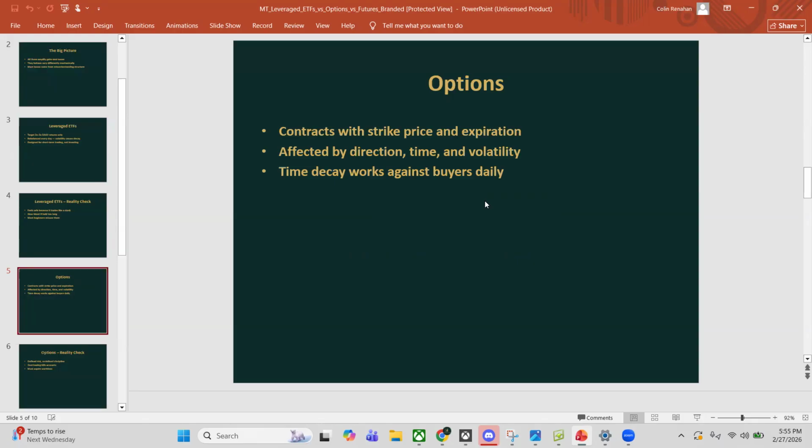So if you own stocks or shares or, for the most part, leveraged ETFs, if that asset goes up, if the stock price goes up, you make money. If it goes down, you lose money. It's very simple, very straightforward. With options, that is not the case.